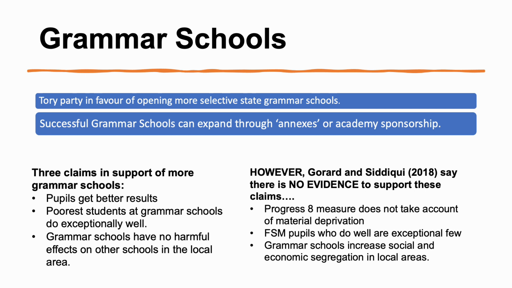They're very selective, and what grammar schools do is increase segregation in local areas, because all the other schools effectively become secondary moderns, with the middle class kids going to the grammar schools and the more working class kids going to the other schools. But nonetheless, the Tories are in support of grammar schools.